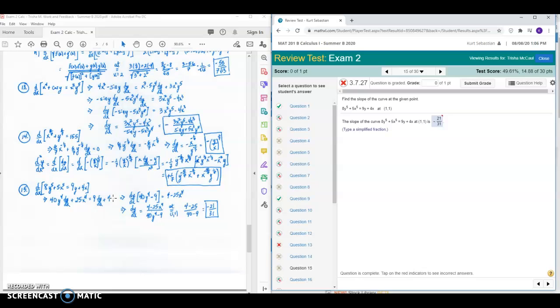So then I just solve for dy dx. That's pretty basic algebra there to solve for dy dx. And then I plug in at the point 1, 1, and I get negative 21 over 31.